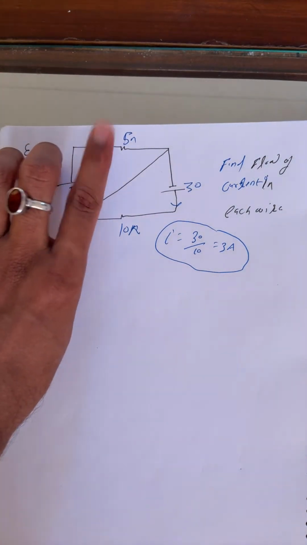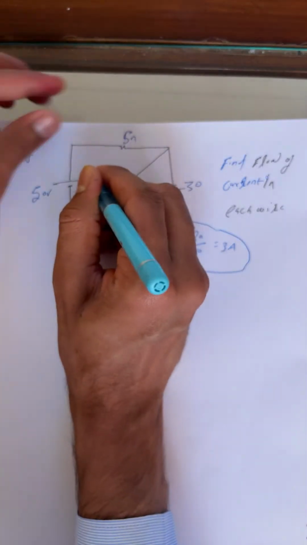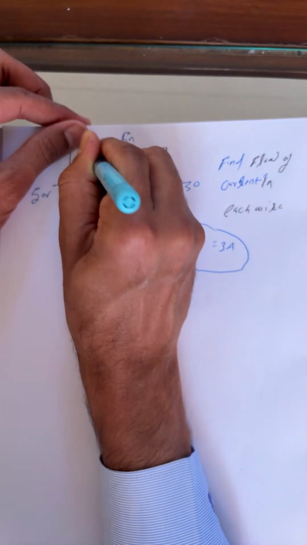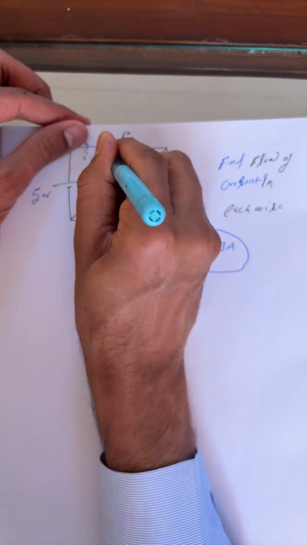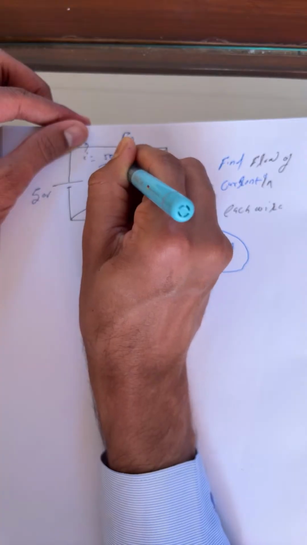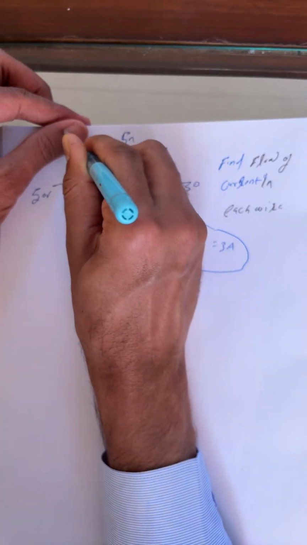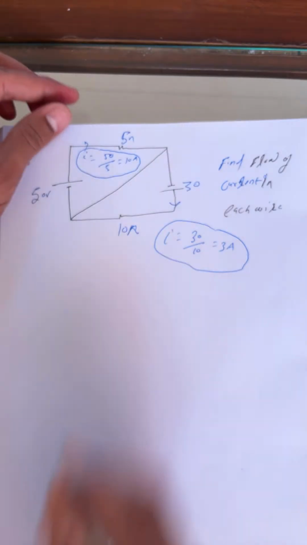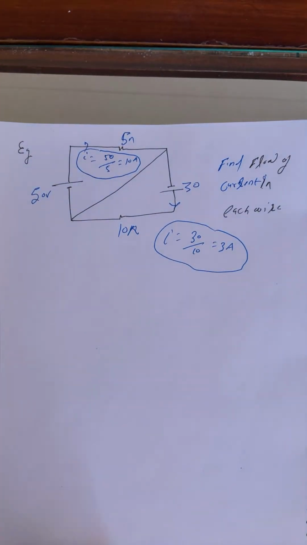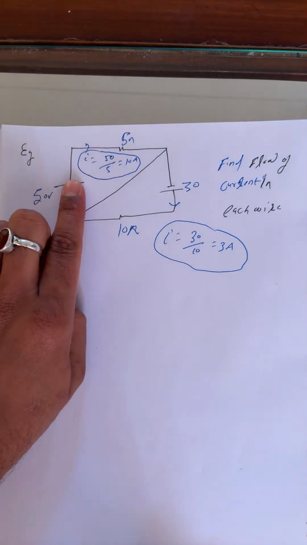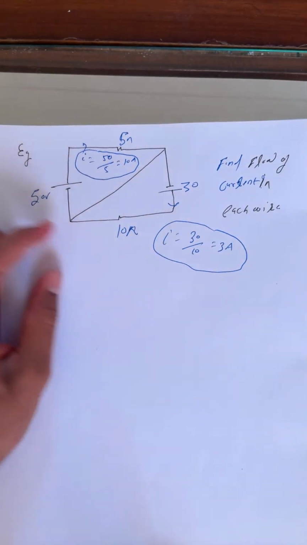Simply you can find here also. What is I for this circuit here? V by R. You can say 50 by 5, which is nothing but 10 ampere. This is 10 ampere. So now 10 ampere is going from here and here. This is 3.